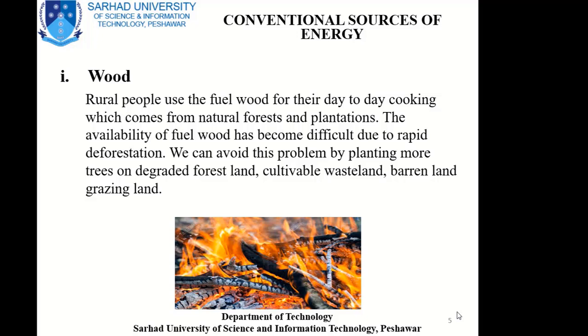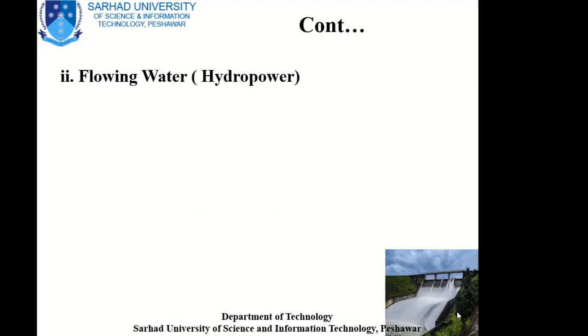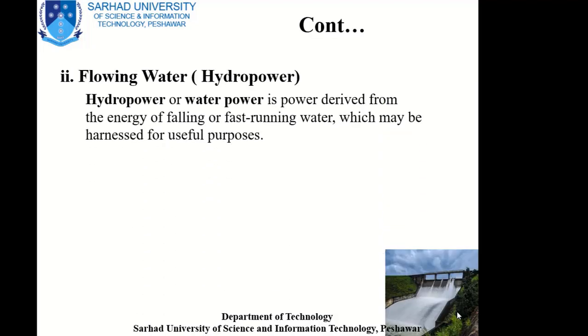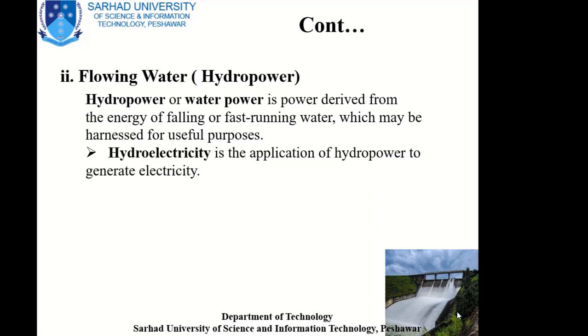We can avoid this problem by planting more trees on degraded forest land, cultivable wasteland, barren land, and grazing land, etc. But wood is the conventional source of energy, which has been used for heating or for cooking purposes from the very ancient time. Number two is the flowing water, which is also known as hydropower.